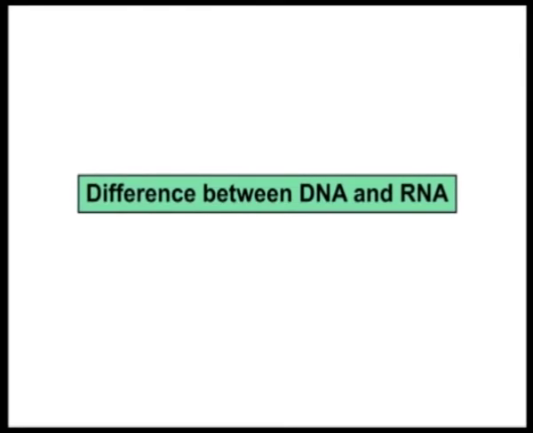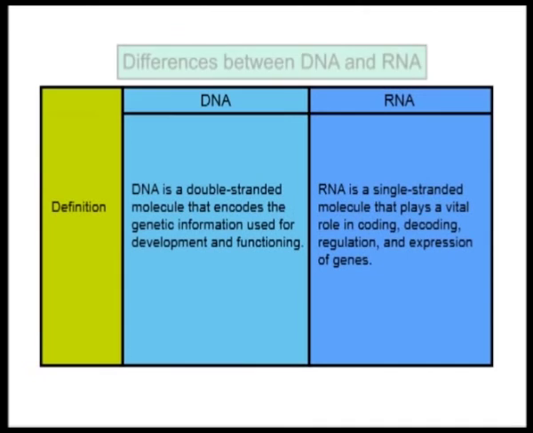It has been postulated that RNA was the first genetic material formed during the evolution of living organisms. There are certain differences between DNA and RNA that make DNA a more widely prevalent genetic material as compared to RNA. Difference between DNA and RNA. DNA is a double-stranded molecule that encodes the genetic information used for development and functioning, whereas RNA is a single-stranded molecule that plays a vital role in coding, decoding, regulation and expression of genes.